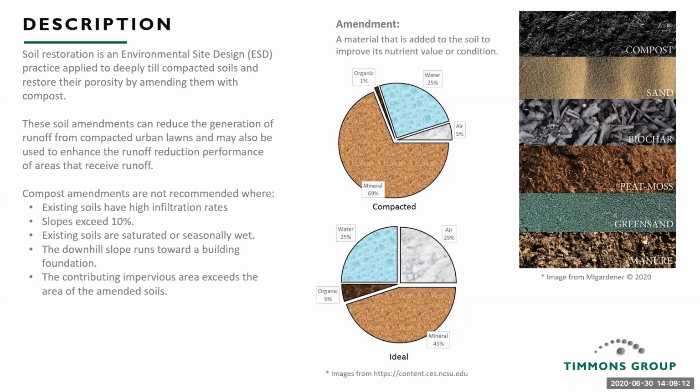Again, these soil amendments can reduce the generation of runoff from compacted urban lawns and impervious stormwater runoff from roads and other features. Typically, this practice is not something we would recommend if you already have highly infiltrating soils on your site, or steep slopes that would exceed, say, a 10% grade. Also avoid soil areas that are naturally or seasonally wet, and anything that would drain to a building or foundation that could cause issues for a structure.